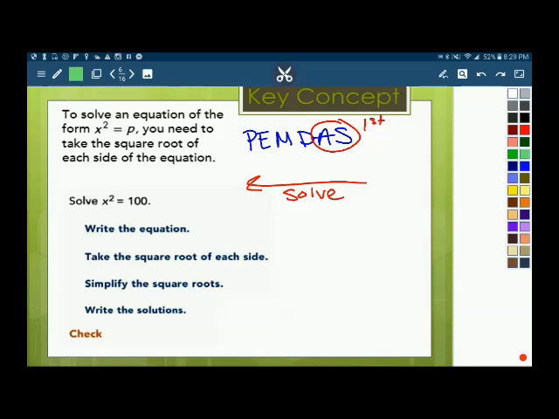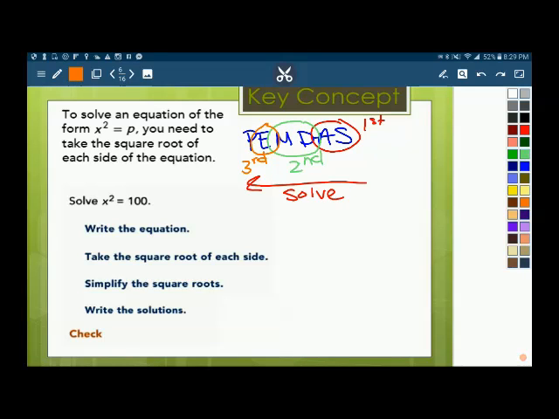Then we undo any multiplication or division. And then the E in our PEMDAS is exponent. Okay, so that's going to be done third. Now, in this equation that I've given you, I don't have any addition or subtraction, and I don't have any multiplication or division happening to x. So I can go straight for the squared.